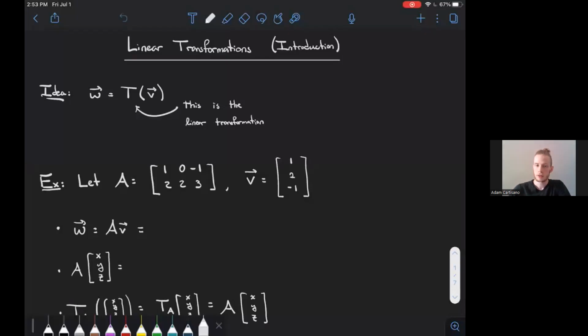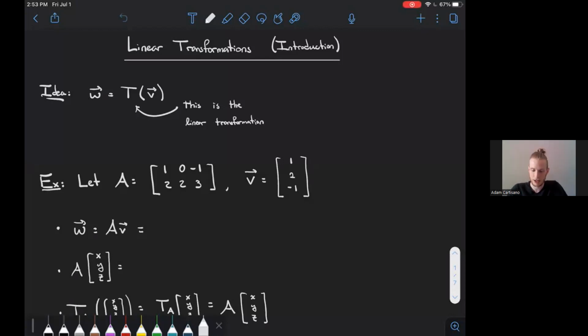All right, hey everyone, welcome back to another lecture for linear algebra. So today we're covering section 3.6, which is linear transformations. It's about time. Linear transformations are kind of one of the main things that you'll do with subspaces in linear algebra. So yeah, we'll dive right in.